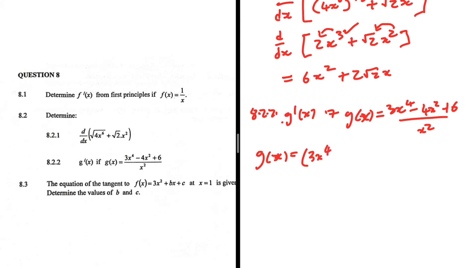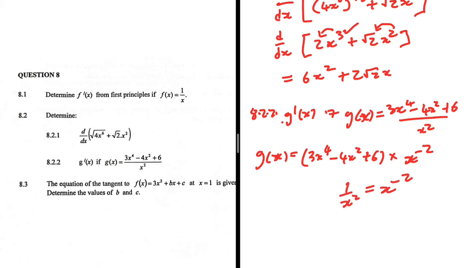3x to the power 4 minus 4x squared plus 6 multiplied by 1 over x squared, right? Let me show you something. 1 over x squared is the same as x to the minus 2, right? So instead of 1 over x squared, let's change it and write x to the minus 2. Yeah, we can actually check if 1 over x squared is equal to x to the minus 2.